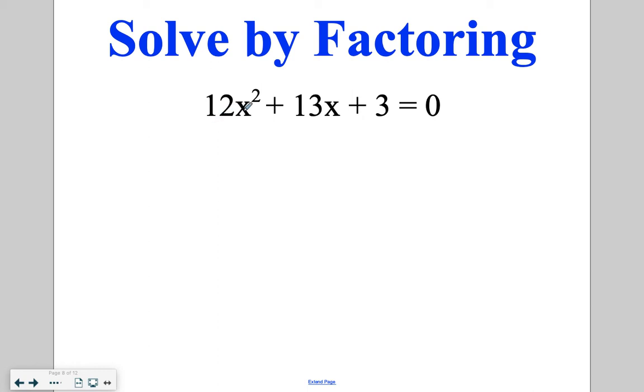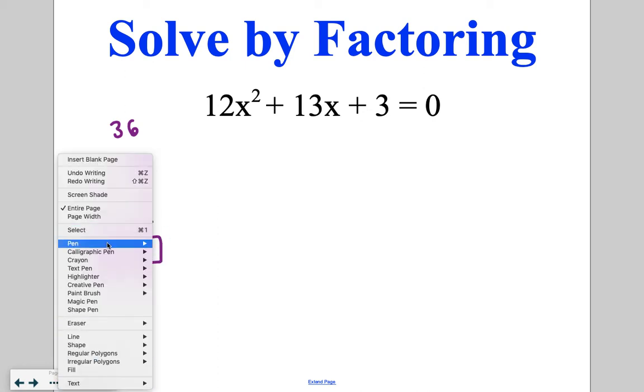First thing you check is, can you reduce? 12, 13, and 3 can't be divided by the same number, so we cannot reduce. Then you would go ahead and do 12 times 3, which is going to give you 36. So you're finding the factors of 36: 1 and 36, 2 and 18, 3 and 12, 4 and 9, 6 and 6. The factors that can get me to 13 in the middle are going to be 4 and 9.